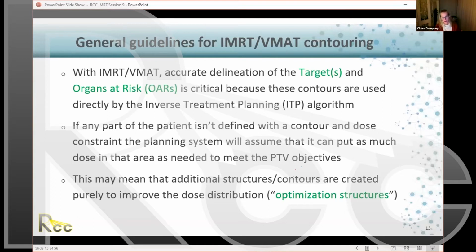We need to say this part of the body is actually normal tissue and we don't want a lot of dose in there. If you don't tell the planning system that, it might think that we're quite happy to have 150% dose running through that part of the patient. So we might often have to have additional structures or contours put on our patient purely to help improve the dose distribution. They're our optimization structures, or our Z structures, that we'll cover in just a little bit.